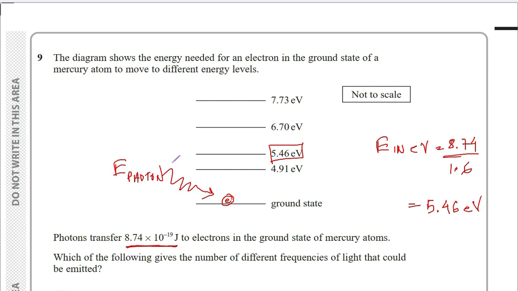So from here, you can see you have an energy of 5.46. So always remember, the energy of the photon is always equal to the difference in energy levels. So this 5.46 will correspond to an energy level jump of this. The electron will jump over here.